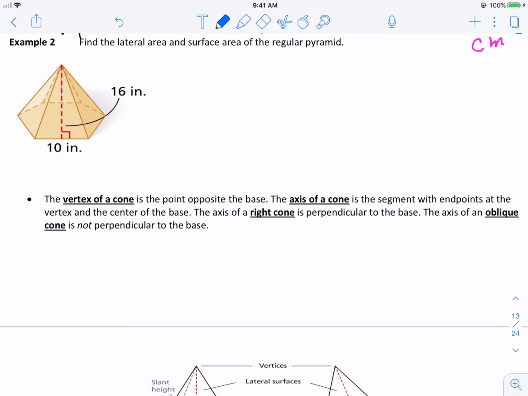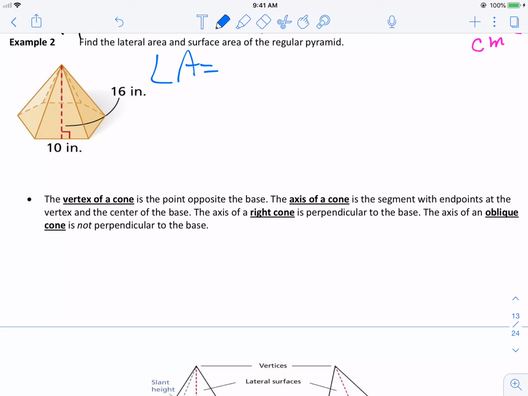In example 2, we're asked to find the lateral and surface area of this regular pyramid. We can see that it has a hexagon for the base. It's a regular hexagon, and the base edge length is 10 inches, and we're given a slant height of 16 inches. Okay, so let's start with our lateral area.